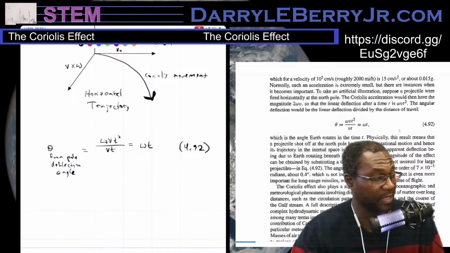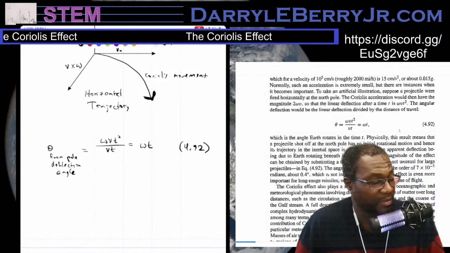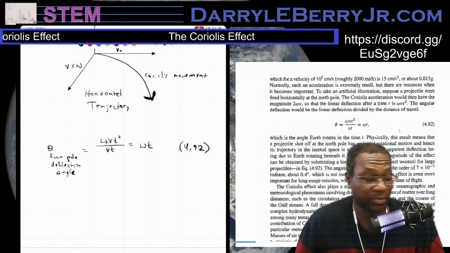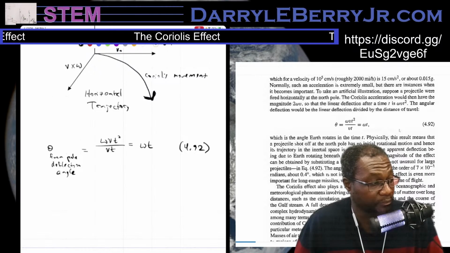Physically, this result means that a projectile shot off at the North Pole has no initial rotational motion, and hence its trajectory in the inertial space is a straight line. The apparent deflection being due to Earth rotating beneath it. Well, that's what I just said, so I'm getting an idea. An idea of the magnitude of the effect can be obtained by substituting a time of flight of 100 seconds, not unusual for large projectiles, in equation 4.92.